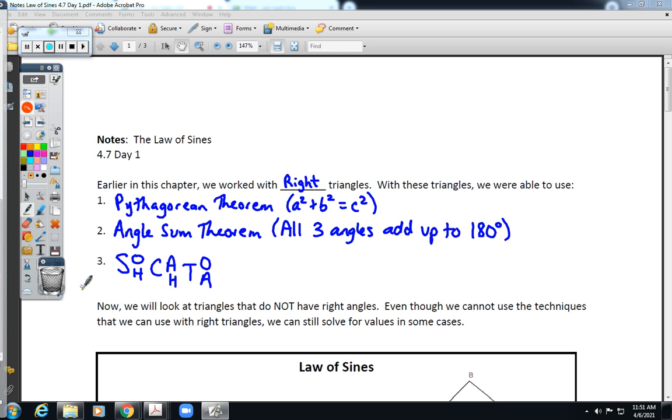Okay, those 3 things applied to right triangles, and as such, we can still use them, although we're going to have to make some slight alterations to a couple of them because, for instance, the Pythagorean theorem only applies to right triangles. Yeah? SOHCAHTOA only applies to right triangles. The angle sum theorem works still, no problem there. Okay, but the other 2 are only for right triangles, so they're really not going to be a whole lot of help to us anymore.